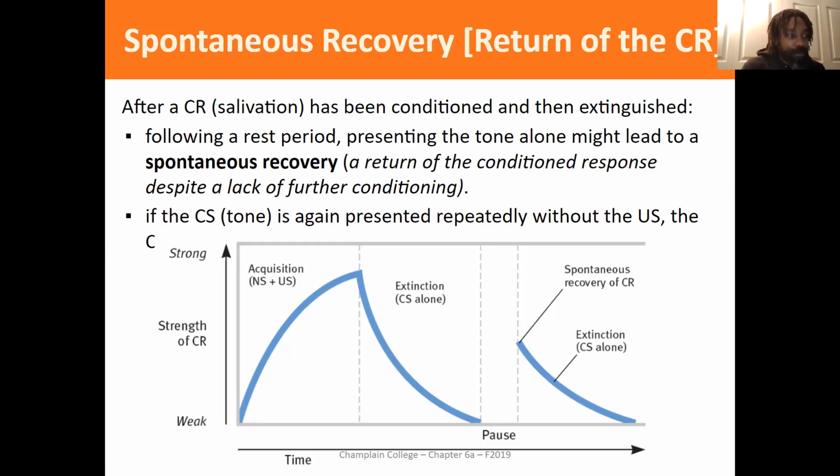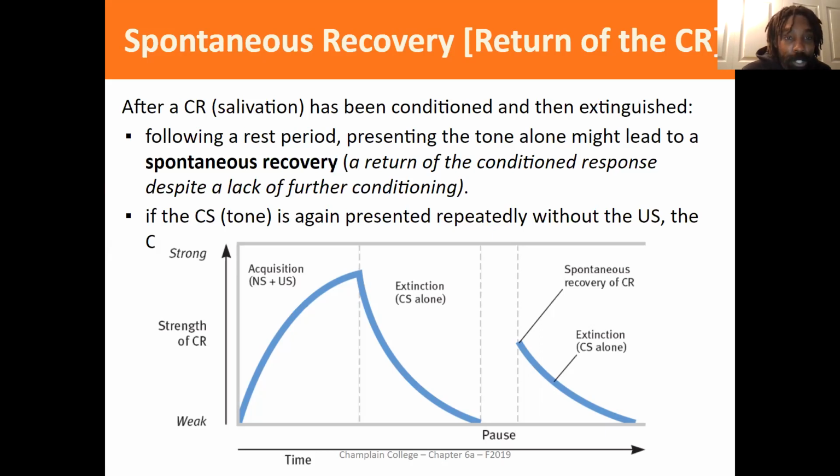Okay, so after a conditioned response, so salivation as an example, has been conditioned and then extinguished, following a rest period, presenting the tone alone might lead to a spontaneous recovery. Spontaneous recovery is a return of the conditioned response despite a lack of further conditioning. In order for spontaneous recovery to occur, the conditioned response has to have been extinguished.